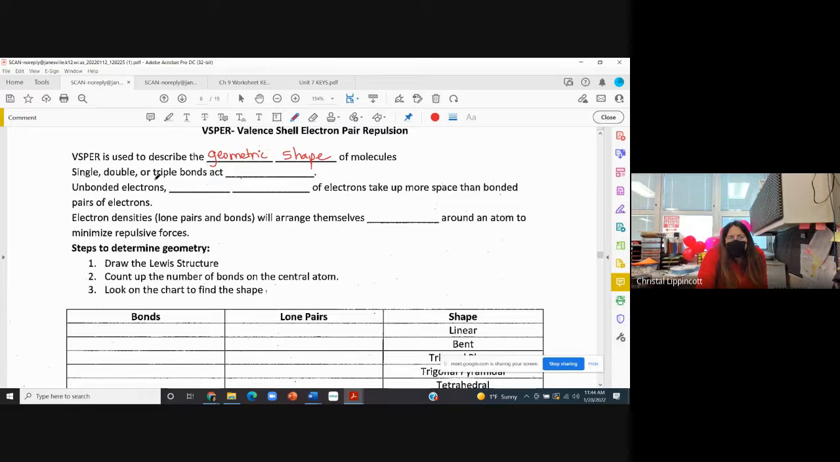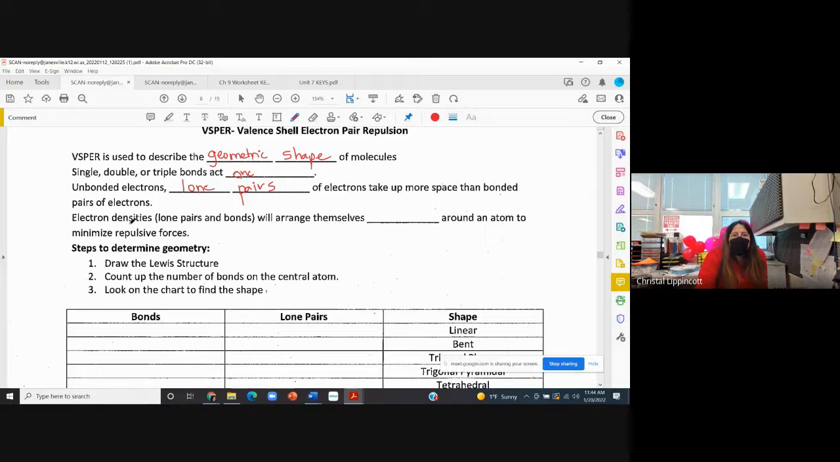Single, double, or triple bonds all act as one when we're talking about the shape. So if you have a double bond, a triple bond, a single bond, it's not going to change the shape. Okay? Your unbonded electrons, we call those lone pairs. And I'll show you what I mean by that in just a second.